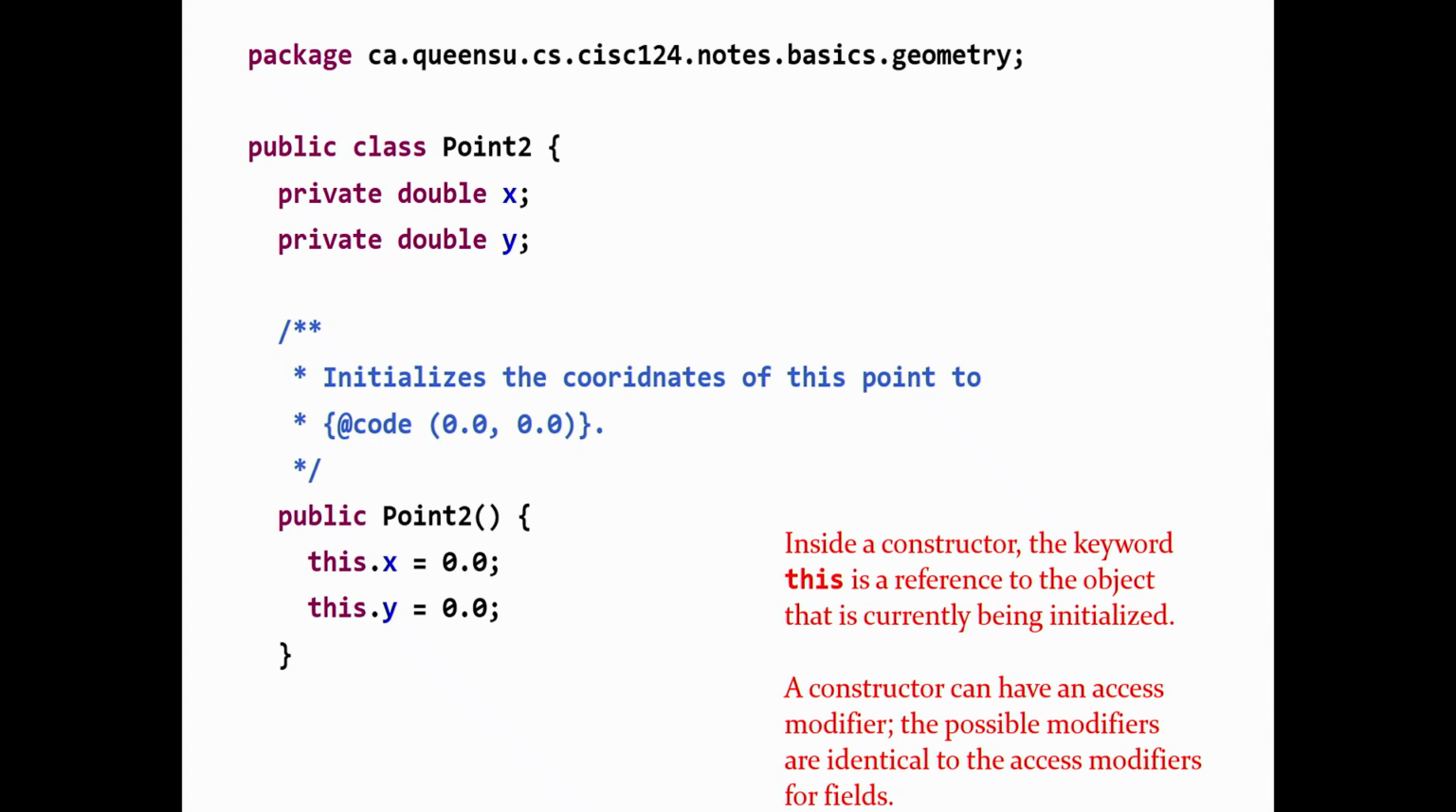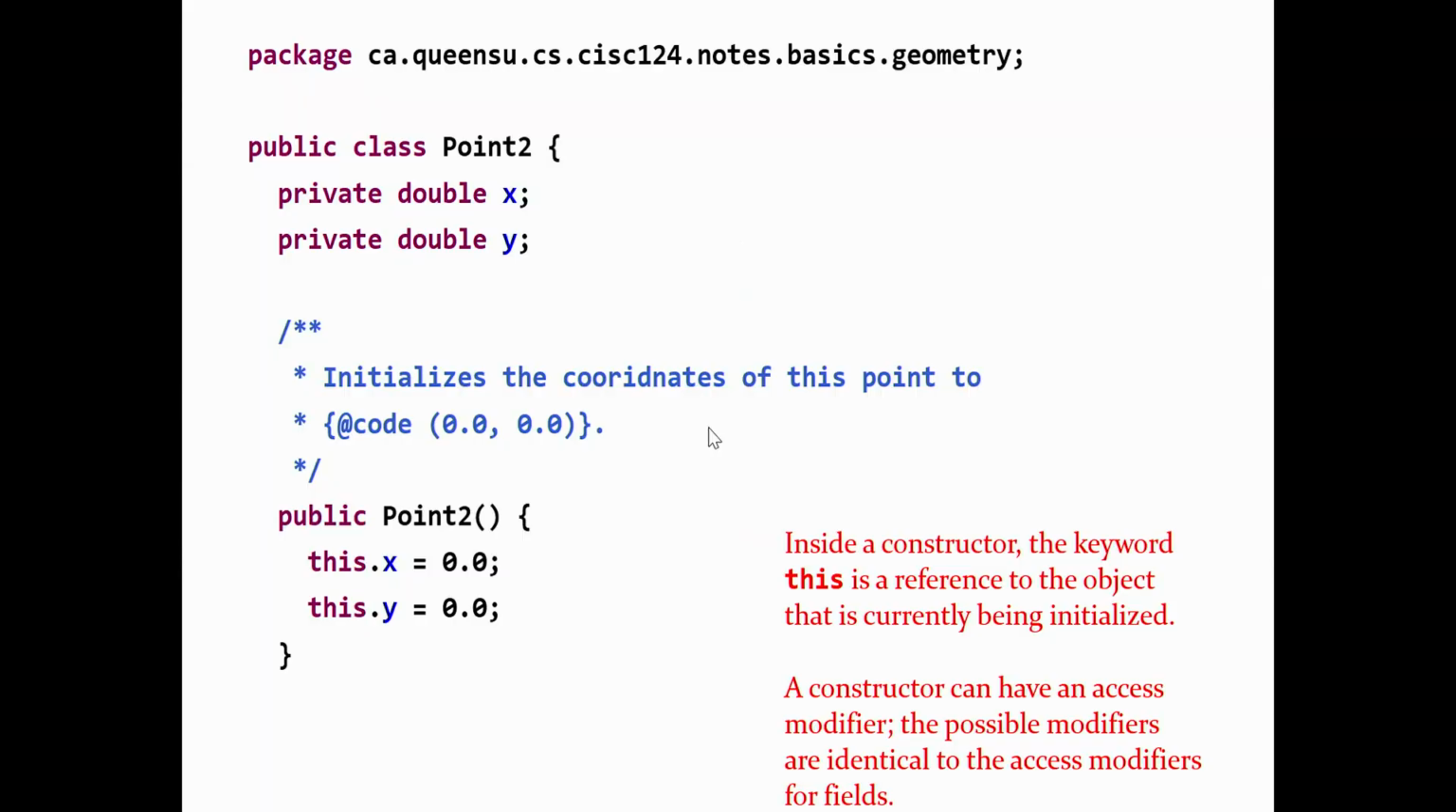OK, so when you make a class in Python, there's always this other funny parameter kicking around called self. Self in Python is the same as this in Java. If you don't know what self means in Python, just remember what this means in Java. So the keyword this in Java means, inside a constructor, a reference to the object that's being initialized.